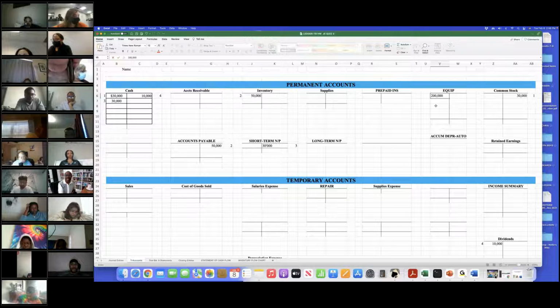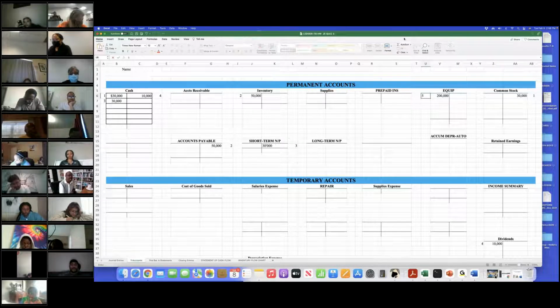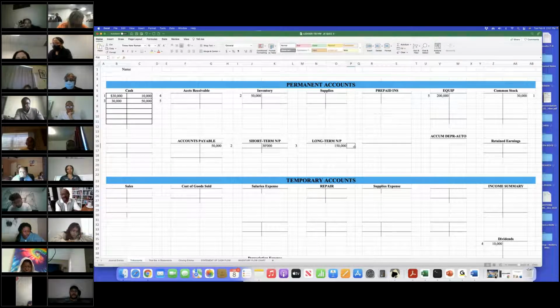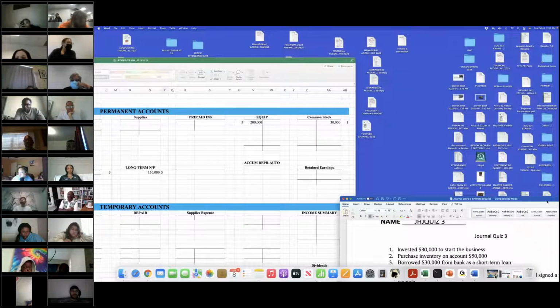For credit cash, and this is number 5. We're gonna credit cash 50,000, and we're gonna credit long-term note payable for 150,000. Does everybody see what we're doing now? Is there anybody who does not see what we're doing? We're making the journal entry and posting to the ledger. Does everyone see that?